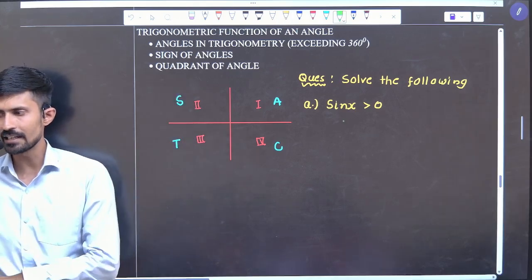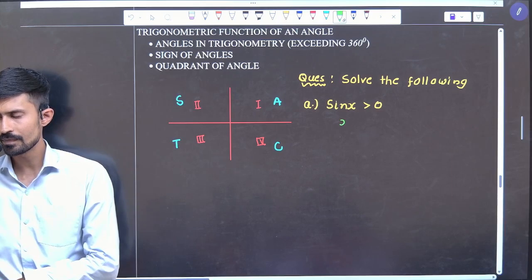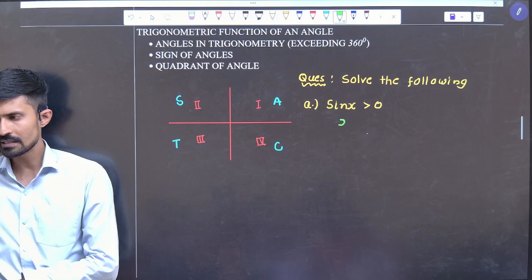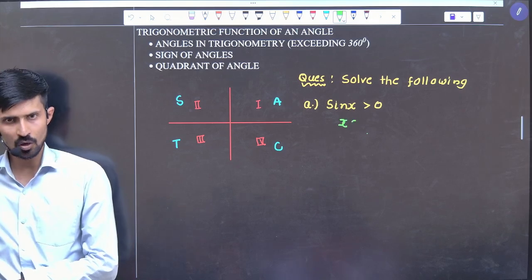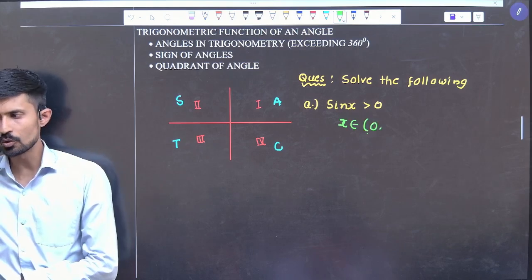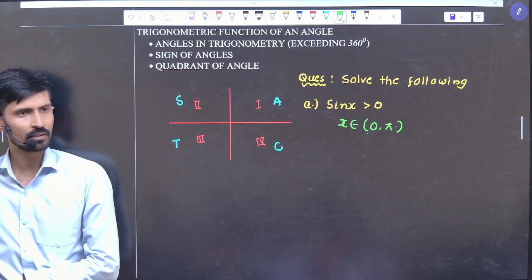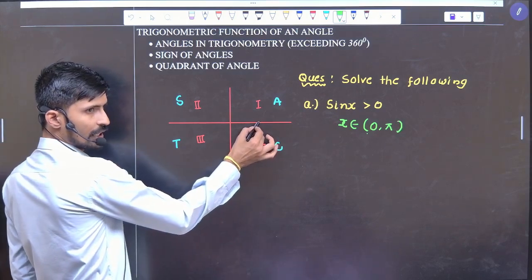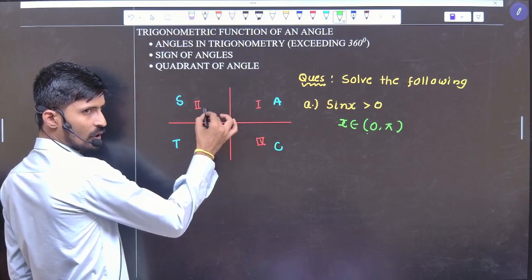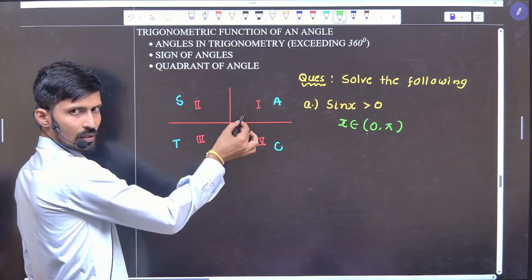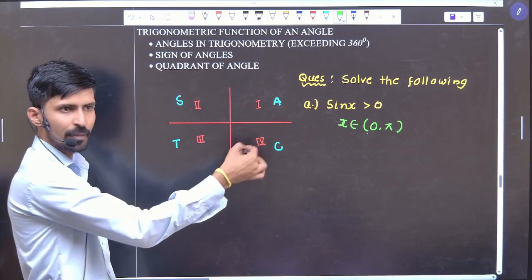We can write answer x belongs to, first we will write 0 to pi. Because first quadrant will start from here. It will cover all first quadrant, it will cover all second quadrant, and it will end here. Yes or no? So 0 to pi, that is the simple way of writing.